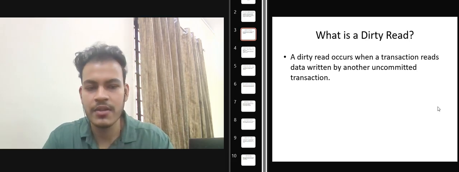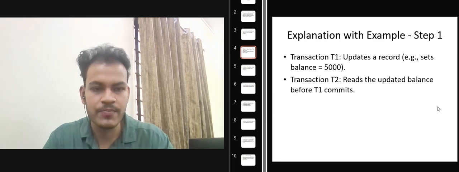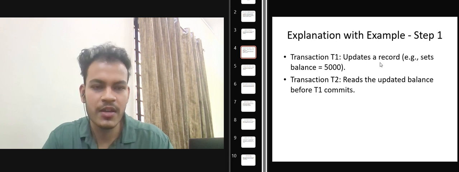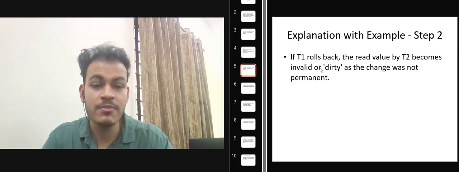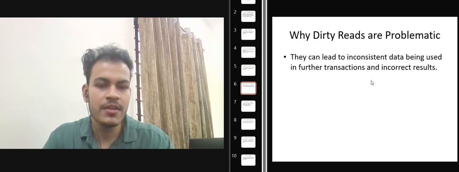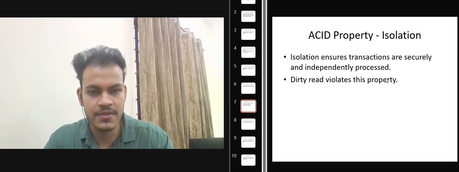Dirty read occurs when a transaction reads data written by another uncommitted transaction. Explanation, for example: transaction T1 updates a record, for example sets balance to 5,000. T2 reads the updated balance before T1 commits. This is a dirty read. And if T1 rolls back, the value read becomes invalid or dirty, and the change was not permanent. Dirty reads are problematic as they can lead to inconsistent data being used in further transactions and incorrect results.